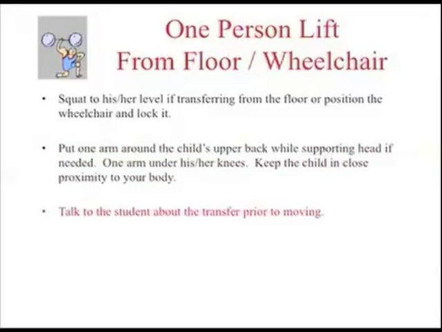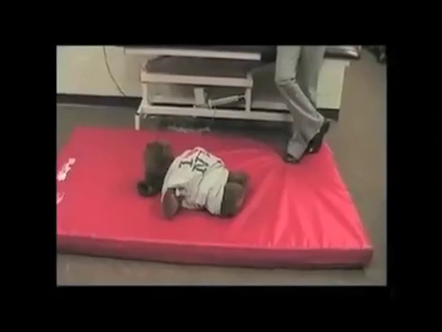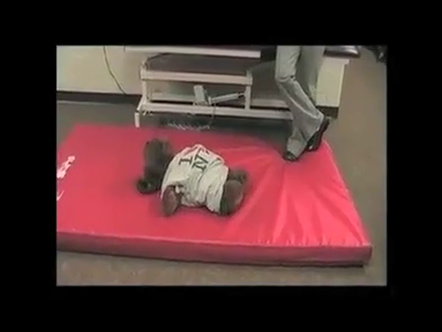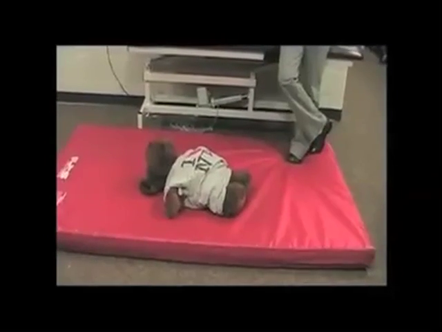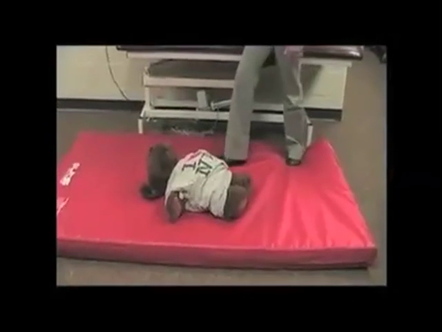Talk to the student about the transfer prior to moving him or her. Count out loud. 1, 2, 3, lift. Slowly rise, keeping your back as straight as possible, and place the child in the next desired position. We will now demonstrate a one-person lift from the floor to the table. Use a one-person lift only if the child weighs less than 40 pounds or when directed by your physical therapist.